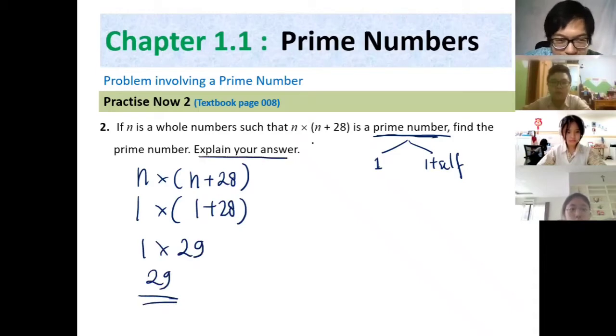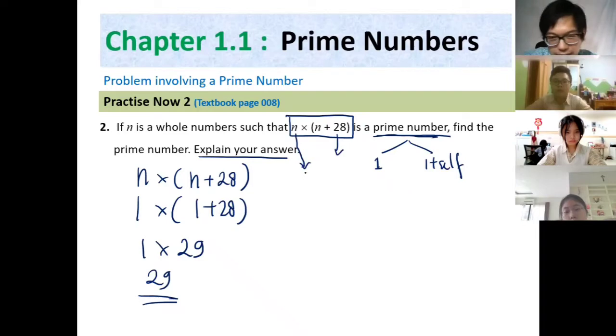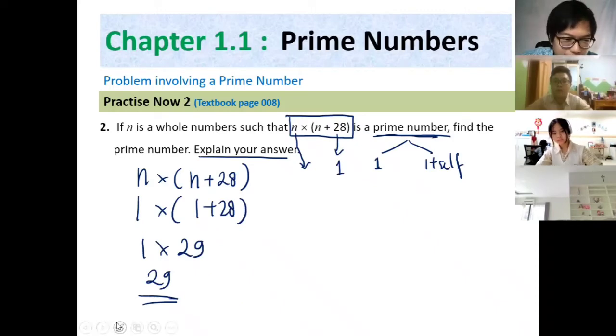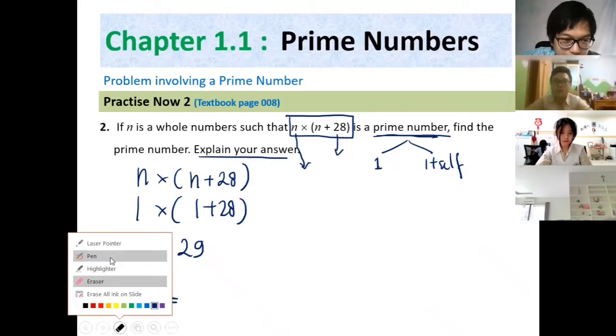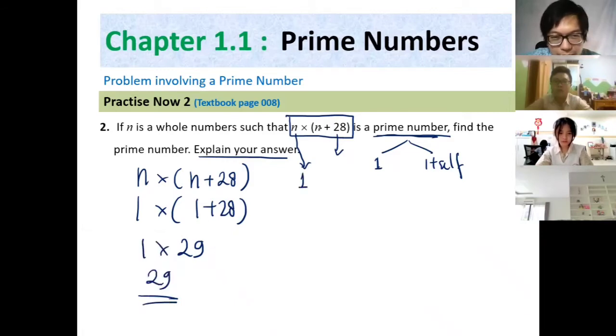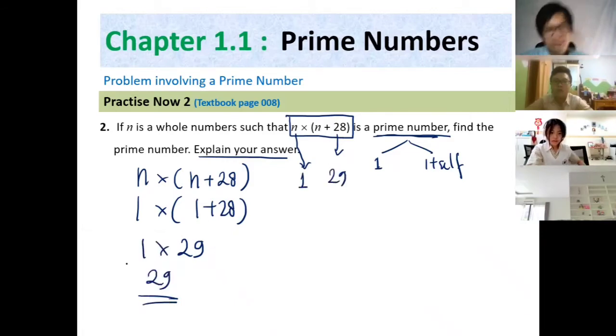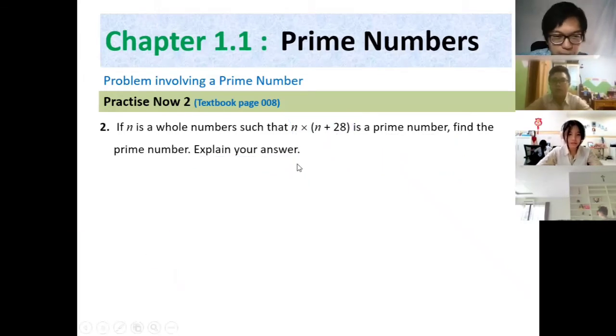Well, how do you explain the answer? Since it is a prime number, either this or this is always 1. So you can put 1. If you put 1 in n plus 28, it doesn't make sense, right? It's weird. It doesn't follow the logic. But if you put 1 for n, it's better, right? 1 plus 28 is 29. That's what the question asks you to do.